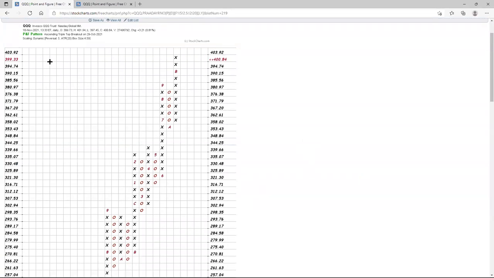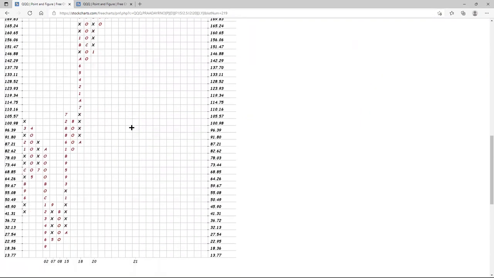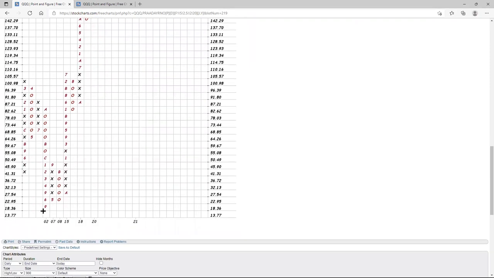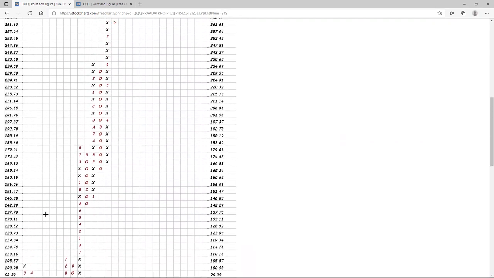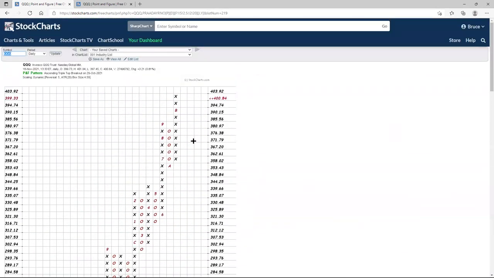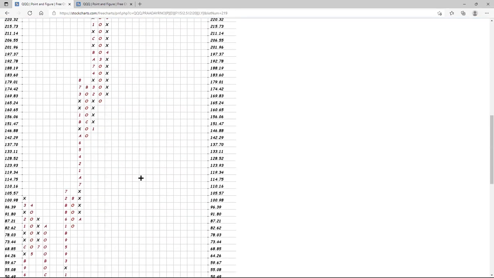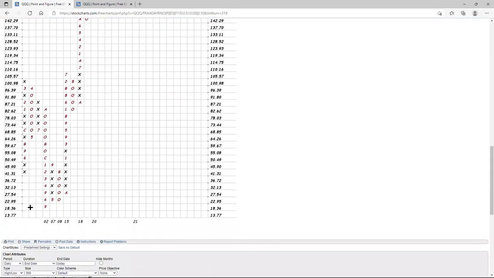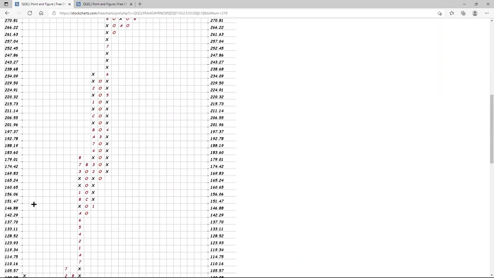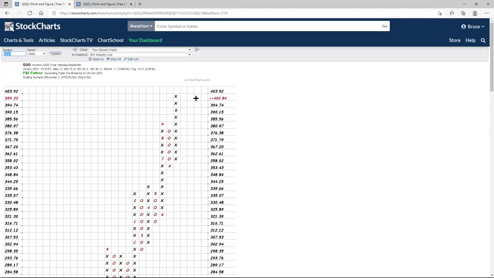Wow, interesting. So now 5-box is really big. That's like the equivalent of going to, it's not a perfect comparison, but call it a monthly chart. And so this really should give us a lot more information. Wow, goes all the way back to '02. So this is the '02 low right here. And this is the big uptrend from '02 to the present. Let's see, this low is at 18.36, goes up to 400. That's a whopping move for an index.